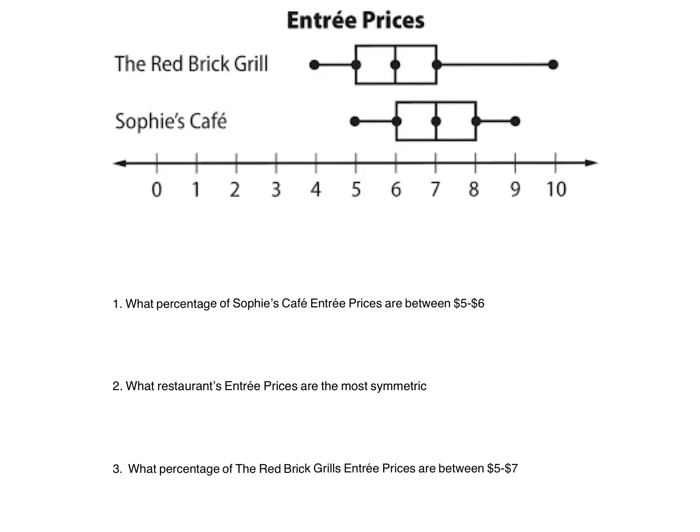And now I wanted to make sure we understood the percentiles and the percentages, so I gave us these questions. Here are entree prices of 2 restaurants, the Red Brick Grill and Sophie's Cafe. Number 1 says, what percentage of Sophie's Cafe entree prices are between $5 and $6? So you look at $5 and $6 for Sophie. And a little bit ago, I told you about 25% and 50% and 75%. What percentage is in Q1 to minimum? 25%. Done.